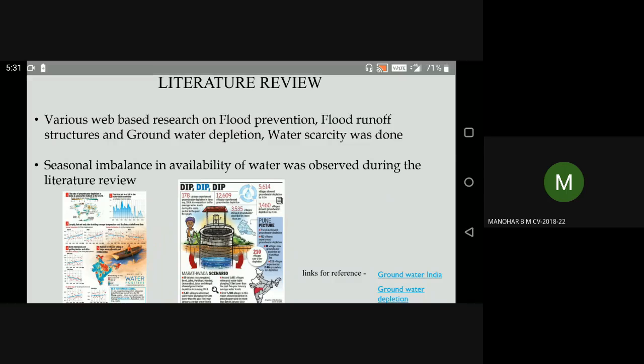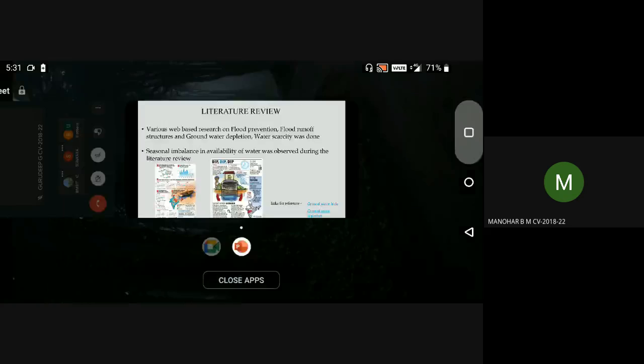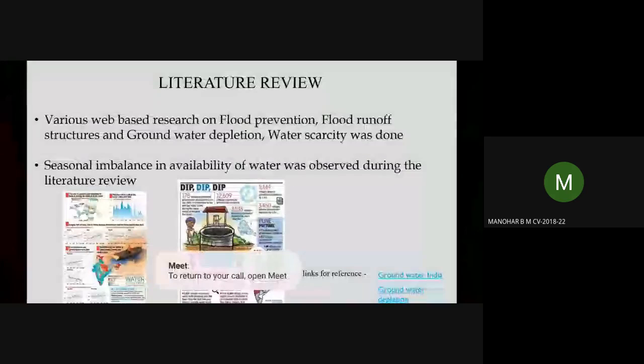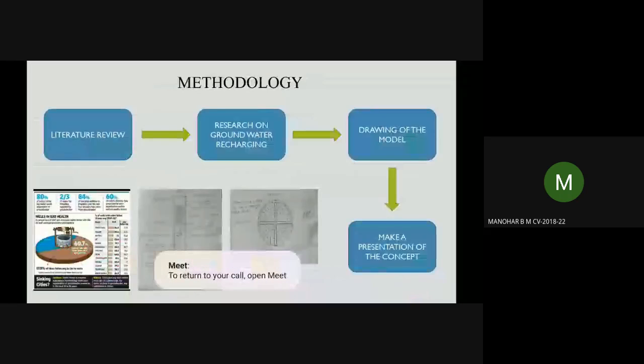This is the flowchart representation of the project conduction. We first worked on a literature review by referring to news articles and websites, web-based research on groundwater depletion, drawing of the model, and making a presentation of the concept.